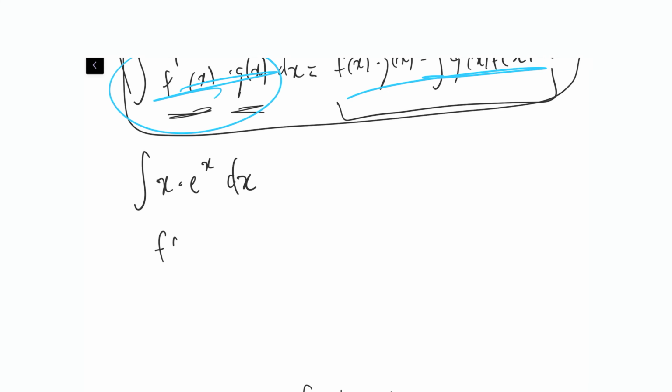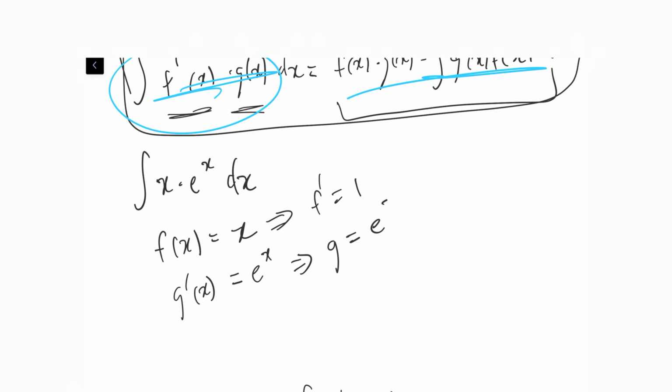Here, obviously, I would let a function f be x because it's easy to differentiate. You just get f prime is equal to 1. And I'll let a derivative function g prime of x be e to the x because it's easy to integrate. I'm repeating myself just so it sticks in your minds. So g would be e to the x after integrating. See? All based on what gives you the simpler results.